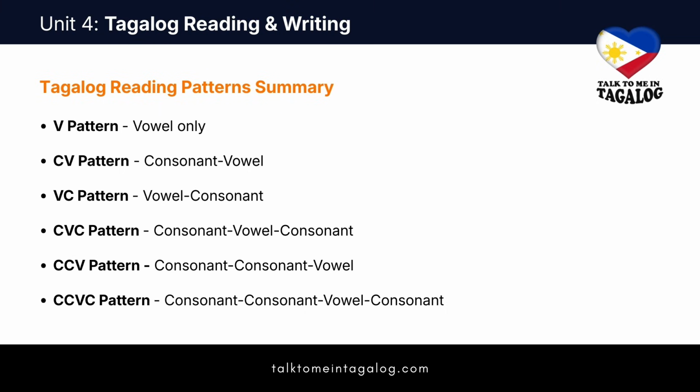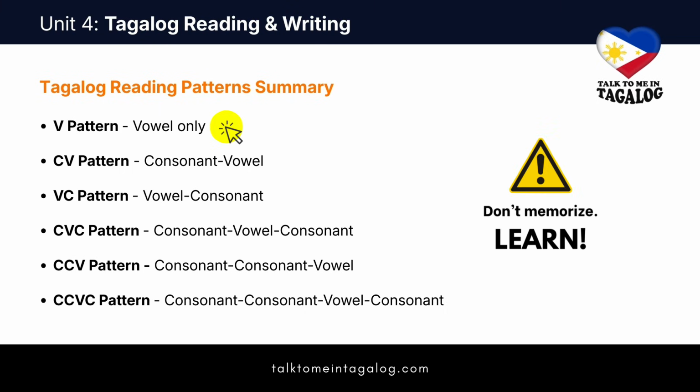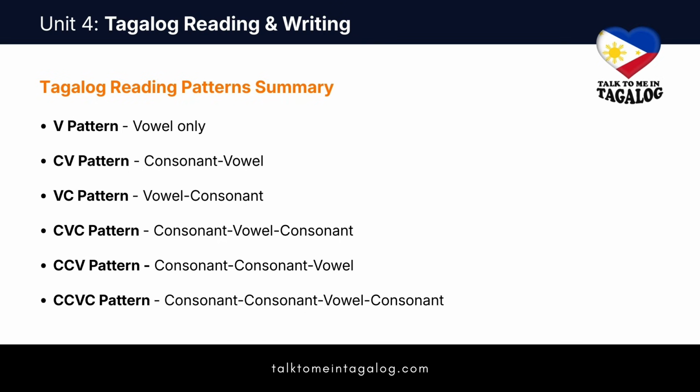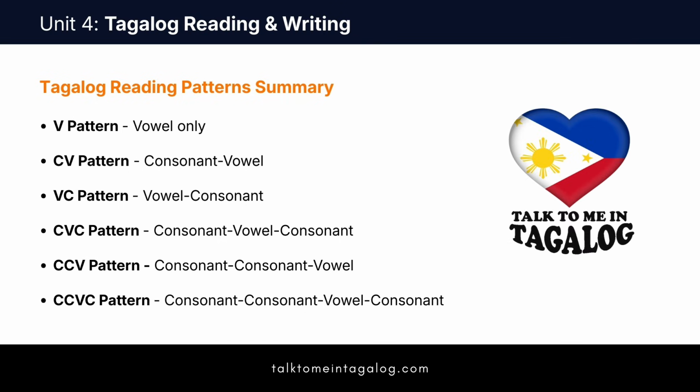You've now practiced all the major Tagalog reading patterns: V, CV, VC, CVC, and the expanded CCV and CCVC patterns. Reading Tagalog words might seem a bit challenging at first, but every word follows these patterns. The more you practice, the more confident you'll become, and soon you'll be able to read and pronounce new words easily. Now that you're comfortable with the basic reading patterns, let's move on to other important consonant sounds in Tagalog, which appear in everyday words and phrases.